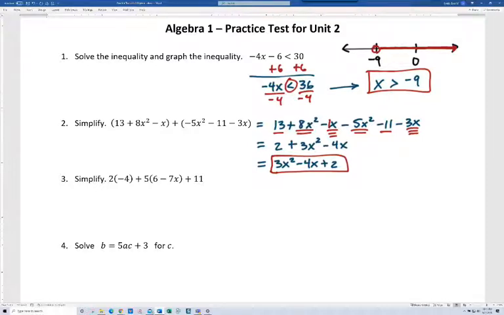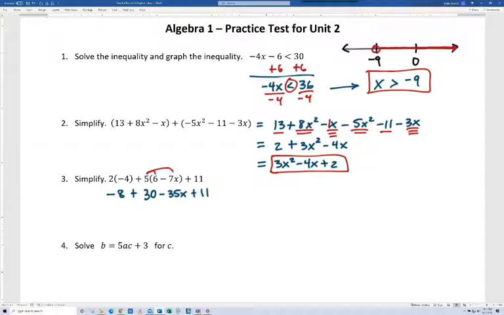All right, on number 3, we've got some simplifying to do. So we're going to go from left to right, and we're going to do our multiplications first, and then we'll end up doing some adding and subtracting of like terms. So 2 times -4, of course, is -8. And then now we need to distribute 5. So 5 times 6 is going to give us plus 30, or positive 30. And 5 times -7x will give us a minus 35x, which we'll write using subtraction.